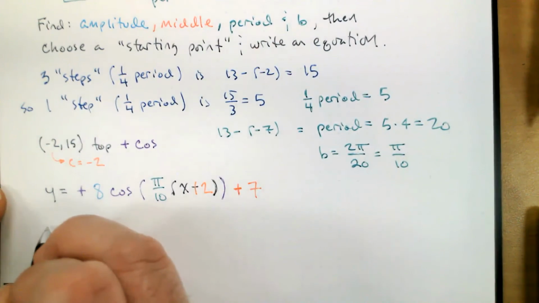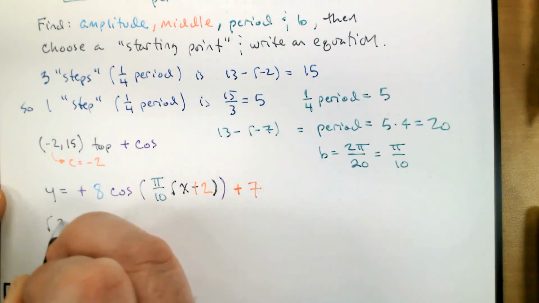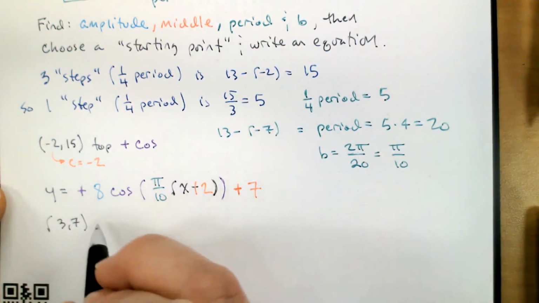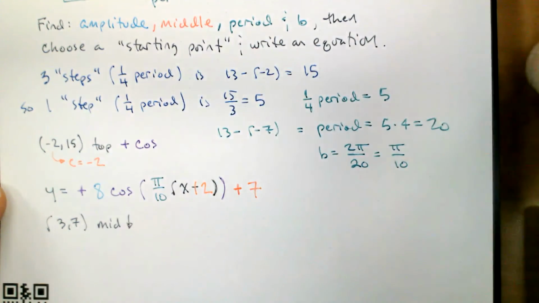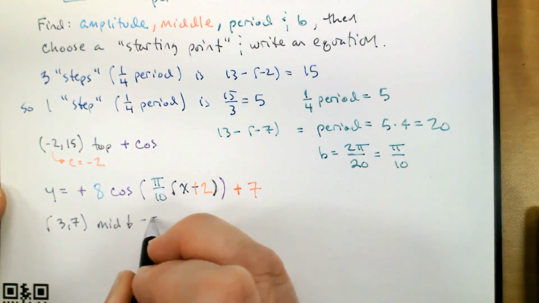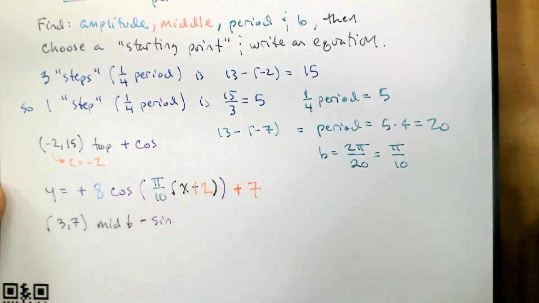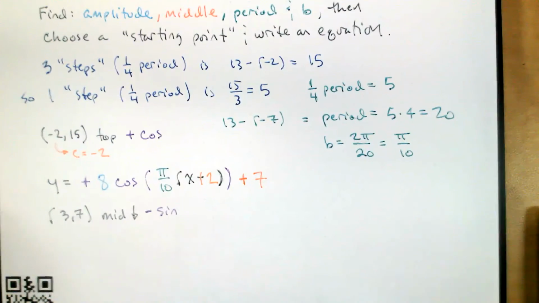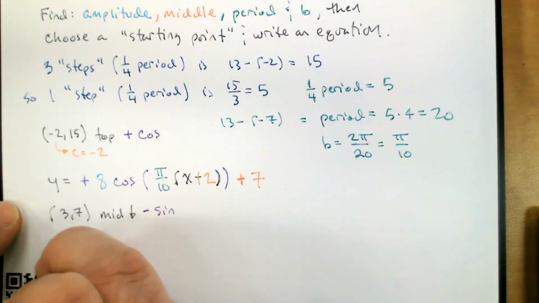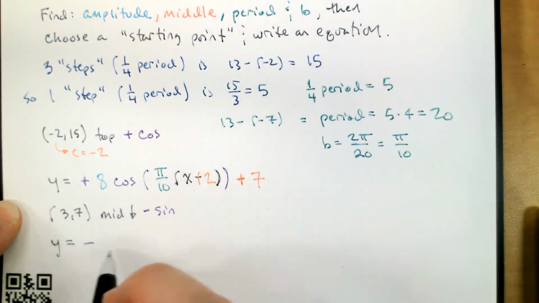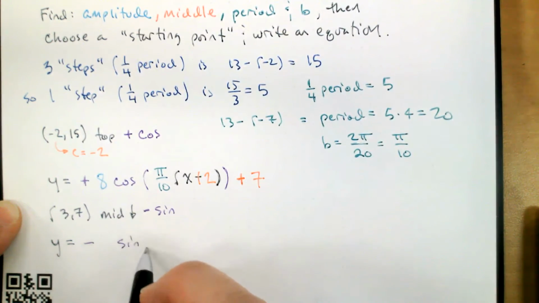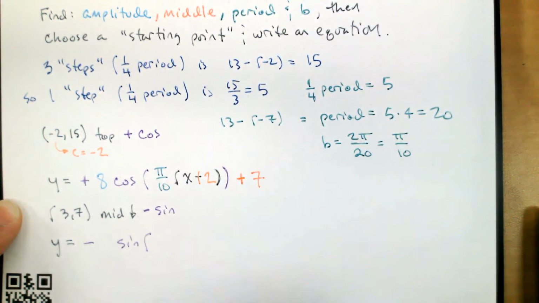So if I think of (3, 7), we notice that this is at the middle and headed down. So we're going to use negative sine. So we write our equation, y equals negative, leave a space for a, sine, and open some parentheses. A is 8.